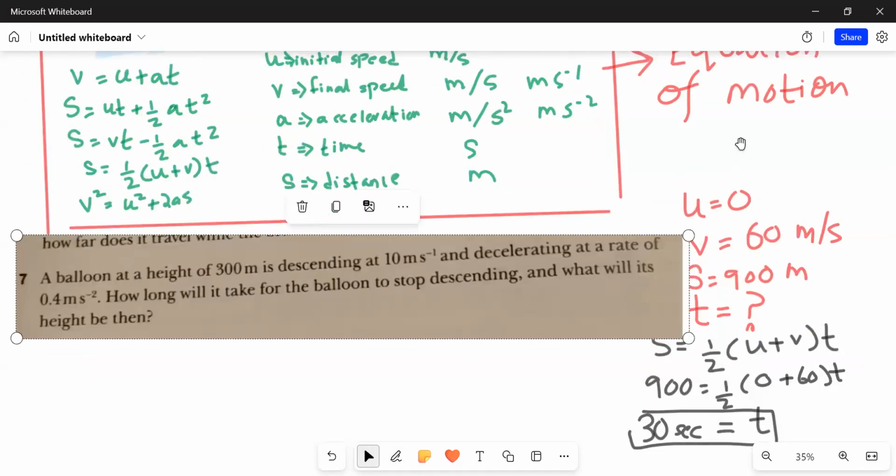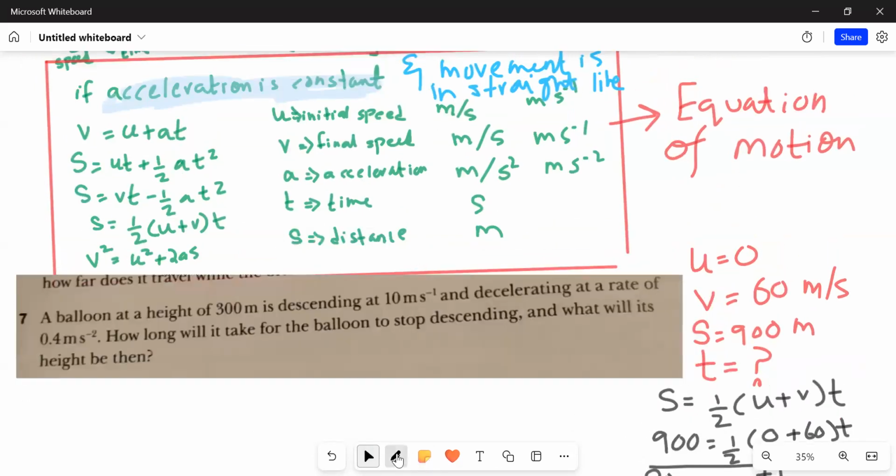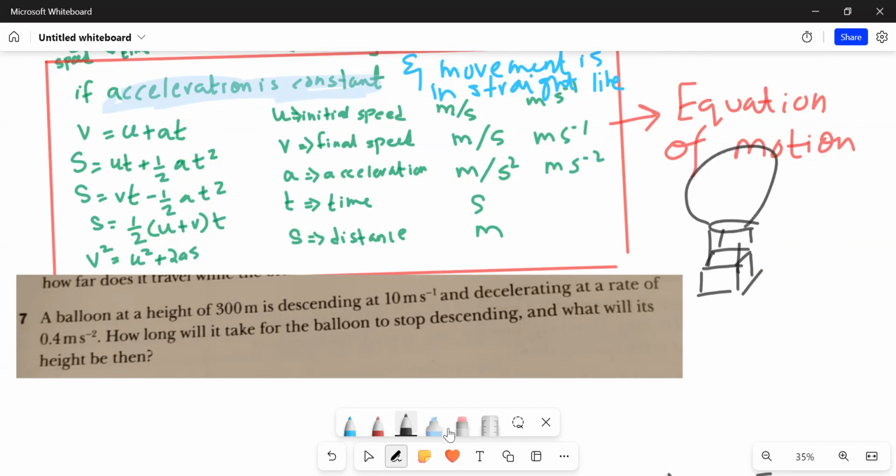Here's the second question. A balloon at a height of 300 meters is descending at 10 meters per second. Let me draw a balloon. It's most likely a hot air balloon, or maybe a regular balloon, I'm not sure.